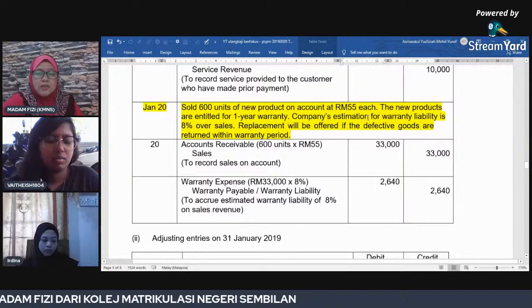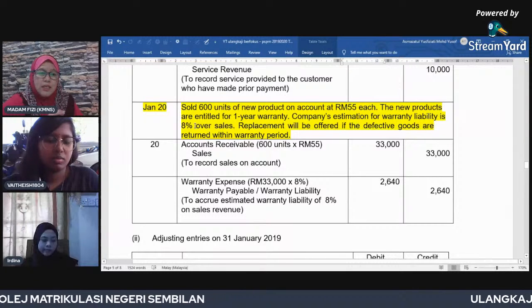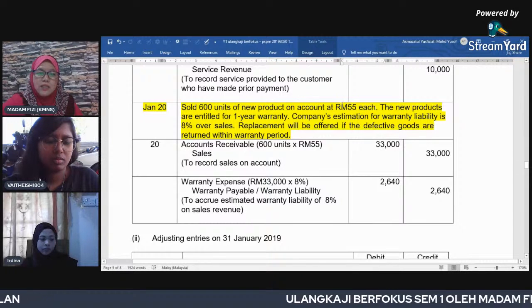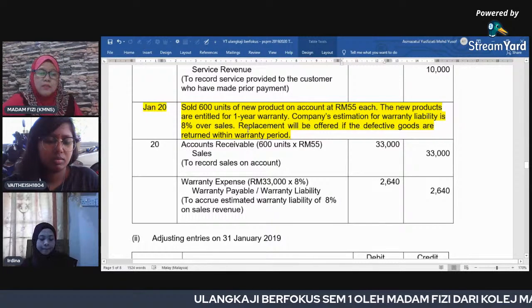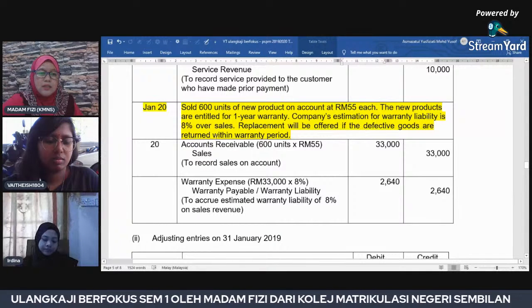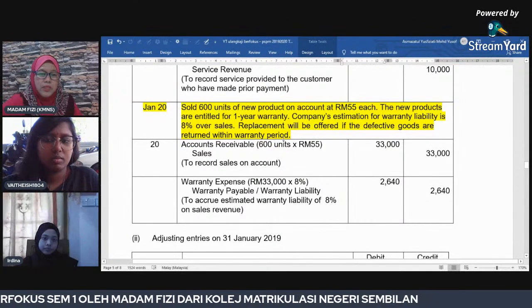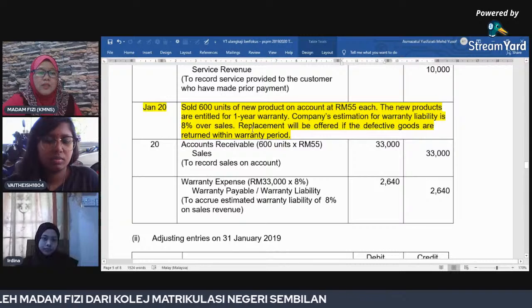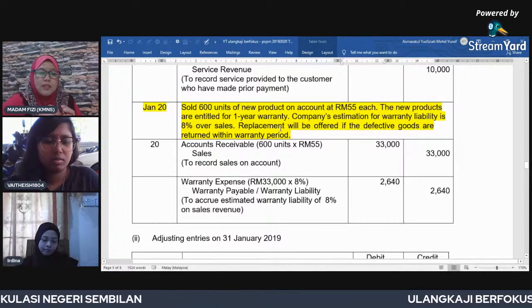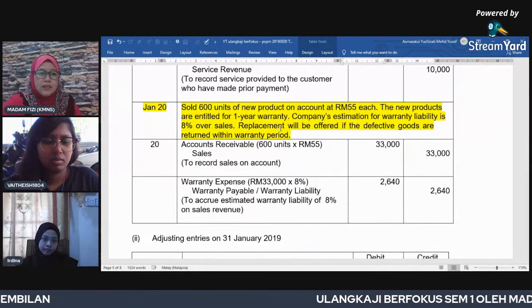The company's estimation for warranty liability is 8% over sales. So that means you have to calculate the sales first. Replacement will be offered if the defective goods are returned within the warranty period. Okay, so replacement tu maksudnya apa? Kita kena ganti balik lah.